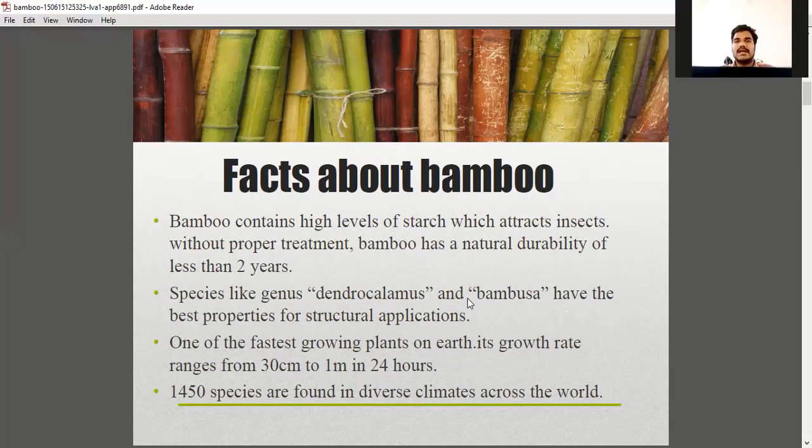And this bamboo is one of the fastest growing plants on the earth. The growth rate of this plant ranges from 30 centimeters to 1 meter in 24 hours. It's the fastest growing tree. And in the bamboo case, 1,450 species are found in diverse climates across the world. So this bamboo consists of so many types of species.